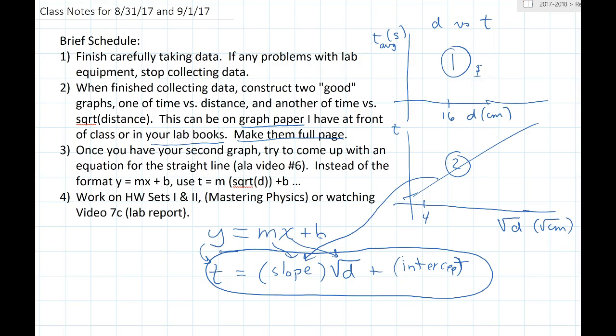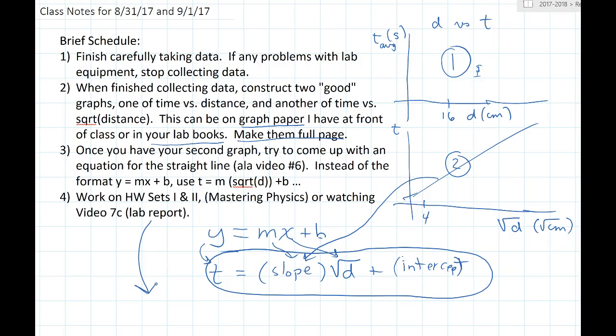Following that, if you get that far, you're going to work on Mastering Physics, sets 1 and 2. You can also watch video 7C, which will be your homework for Tuesday. And if you even get that far, you can start looking at the lab report. Now, one thing about this lab report is that it's not going to be due until the end of next week, so there's lots of time.